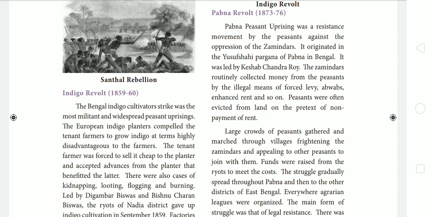Okay. So for what purpose did this revolt take place? Because the zamindars used to collect money from the peasants in an illegal manner. The zamindars forced the peasants to pay heavy taxes. Levy means tax. Okay. So most of the time the peasants were evicted, that is, sent out of their land on the pretext of non-payment of rent. If they didn't pay the rent, they were sent out of their land.